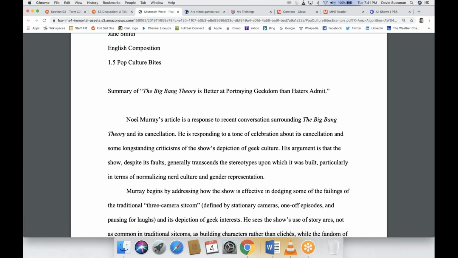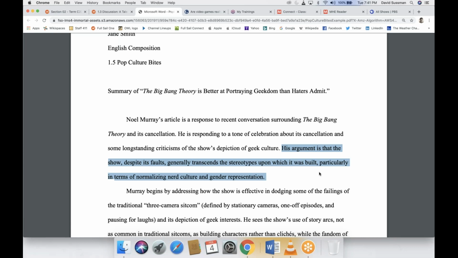But notice, it mentions the author, and already it starts describing what the article is generally about, that it's a response to the recent conversation surrounding the show's cancellation. Then there's another paragraph that generally describes what the article is about. The author is responding to a tone of celebration about its cancellation and criticism of the show's depiction of geek culture. So this is generally what the article is about. And here's the author's main argument.